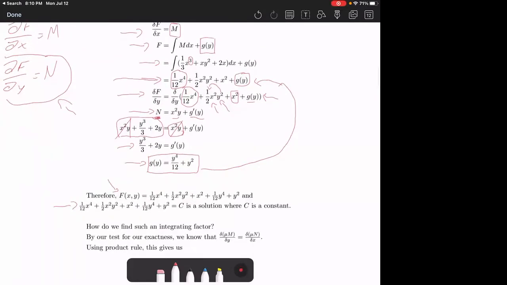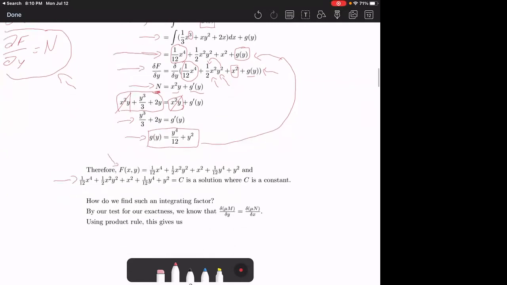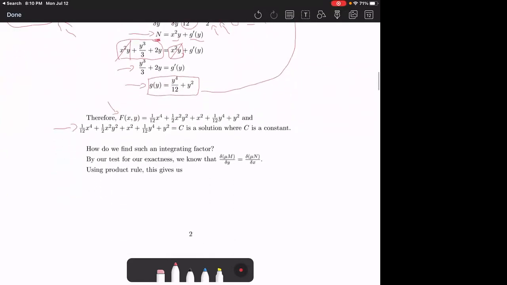Now, in this example, we were provided with the integrating factor. Now we're going to determine how we can find such an integrating factor. By our test for exactness, we know that, remember, our new m value is mu times m, and our new n value is mu times n. So this must be true.